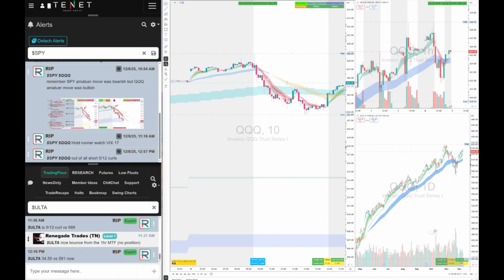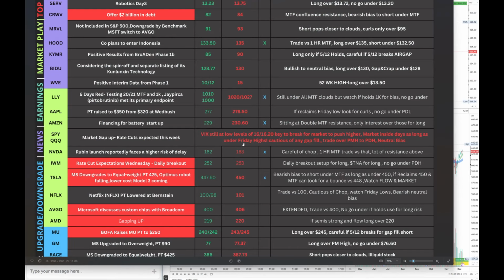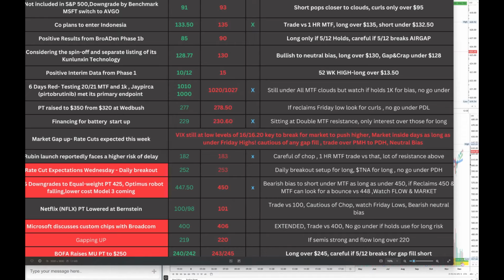So let's quickly wrap up with the Nasdaq and SPY QQQ. The plan on SPY QQQ was pretty simple this morning. The plan was, if VIX bounces off 16.20, we will short the market. If it breaks, we will long the market. So that was the plan with the VIX strategy, right?